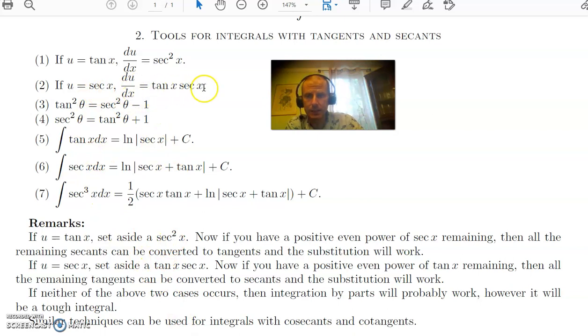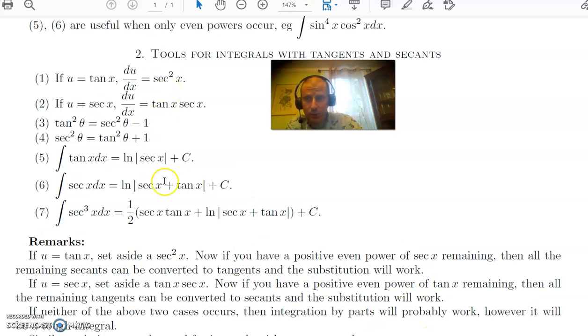On the other hand, if you want to let u be secant x, then you can let du dx be tangent x secant x, assuming that's even there around, because sometimes there won't even be an extra secant x or an extra tangent x in the problem. But assuming a tangent x secant x can be pulled out, then you can let u be secant x. But this is only going to work if you can convert the remaining tangents into secants. And that will only be possible when you have an even power of the remaining tangents.